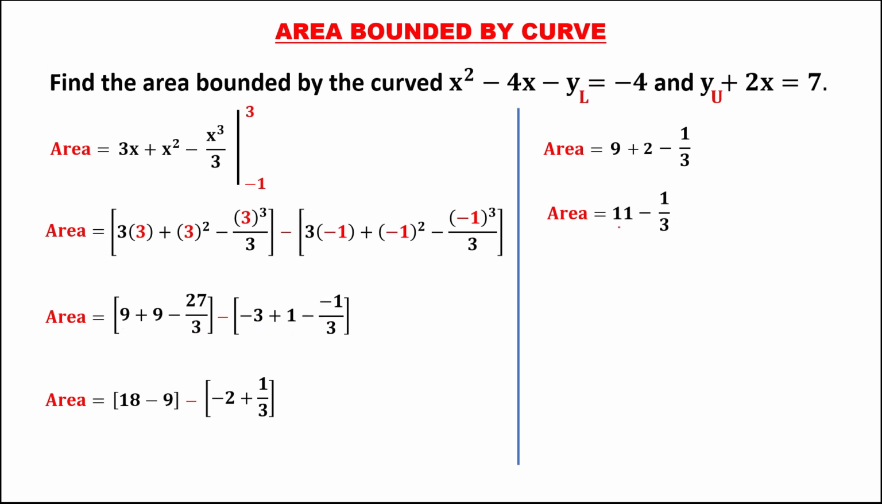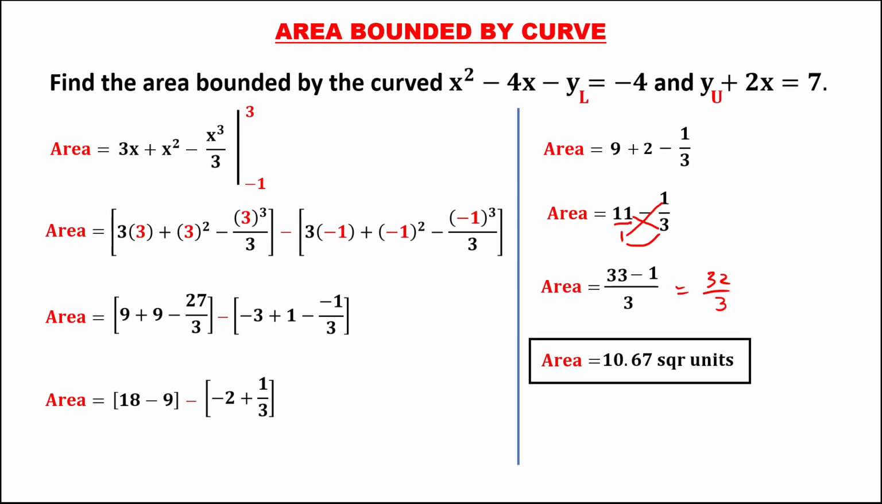Then we can use the butterfly method. So this is over 1. We have area equals 11 times 3, that's 33. Then 1 times 1, this is -1. Then over 1 times 3, that's 3. So therefore the area equals 32/3, or the area is equal to 10.67 square units.